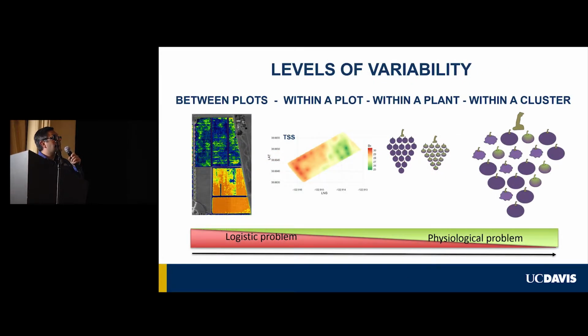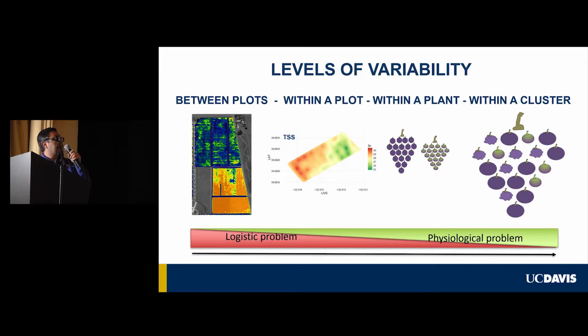So you get different levels of variability. You can have it between plots. So this is a field in Lodi. It's varying based essentially on soil properties. So these are ripening a lot faster than these ones. You can have levels of variability within a plot. This is a field in Sonoma, where the northeastern portion of the field is ripening a lot later than the southwestern portion of the vineyard.